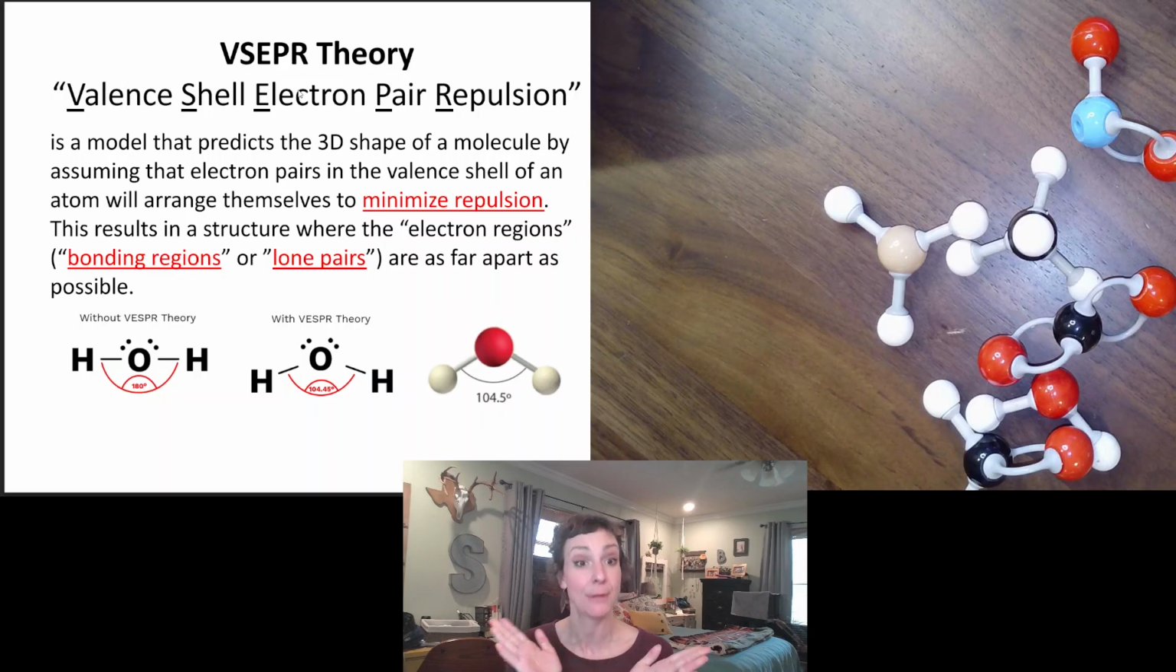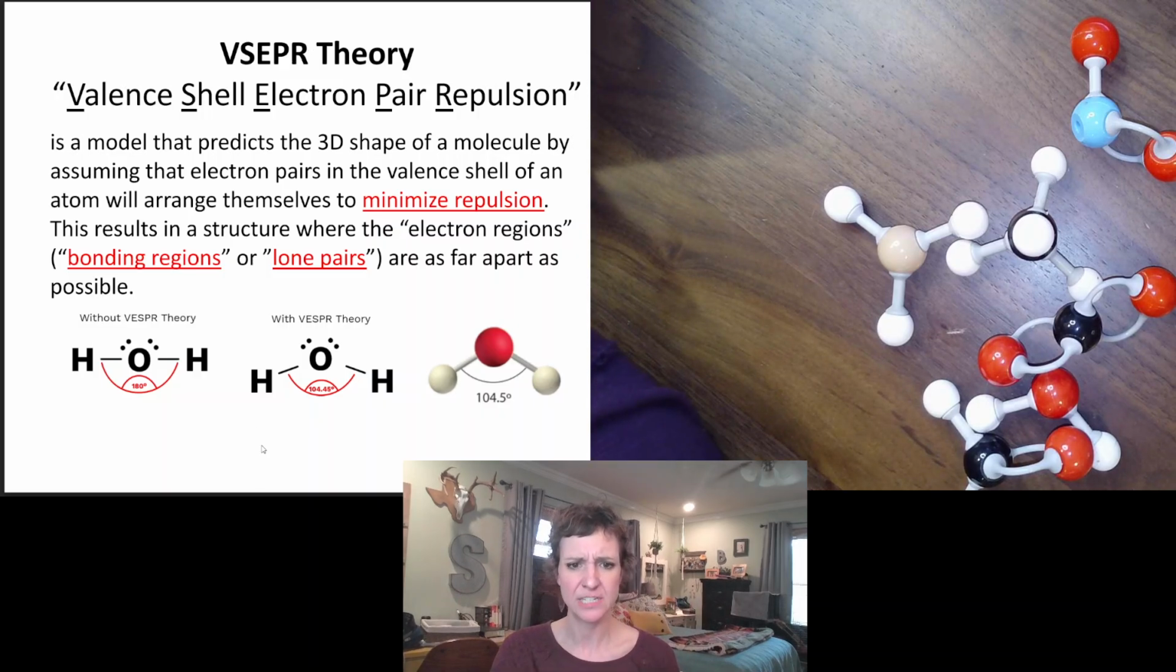So anyway, valence shell electron pair repulsion is a model that predicts the 3D shape of a molecule by assuming that electron pairs in the valence shell of an atom will arrange themselves around an atom to minimize repulsion. It's a fancy way of saying they're going to get away from each other because those like negative charges will repel. So this results in a structure where the electron regions, which we will break up into bonding regions or lone pairs, are going to be as far apart as possible.